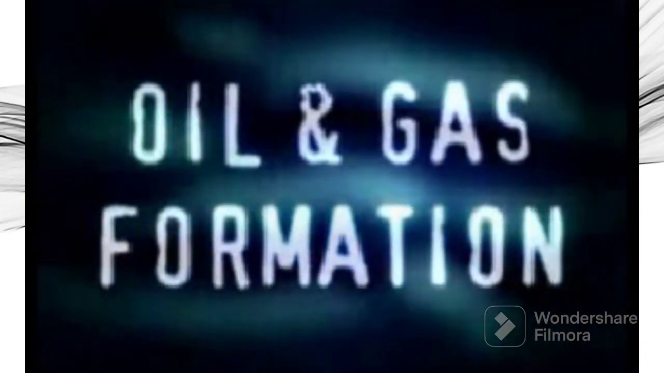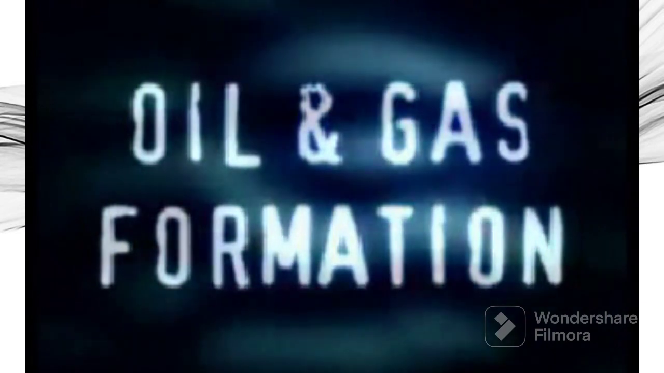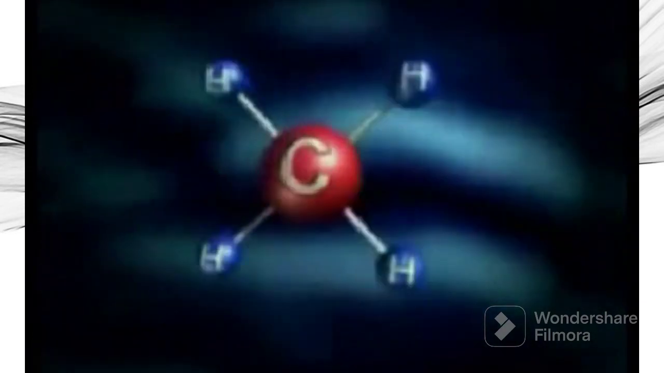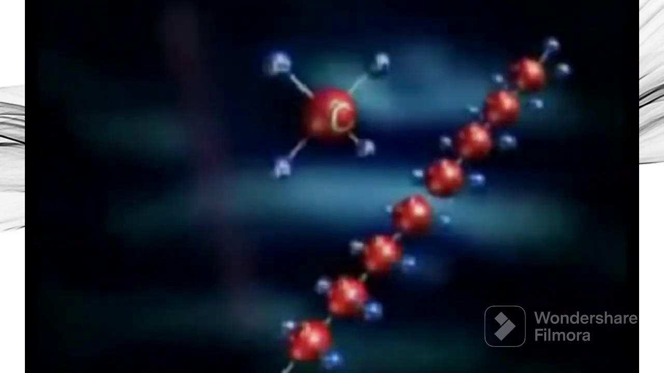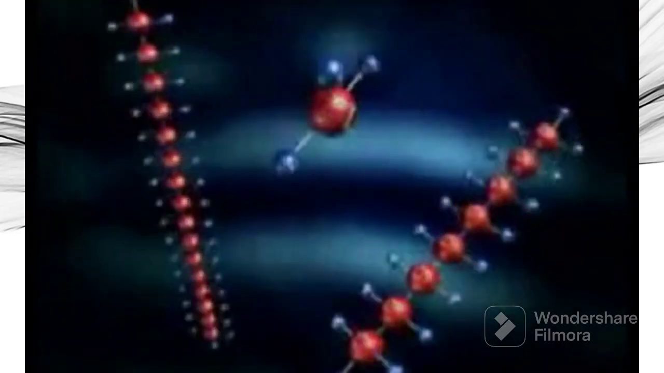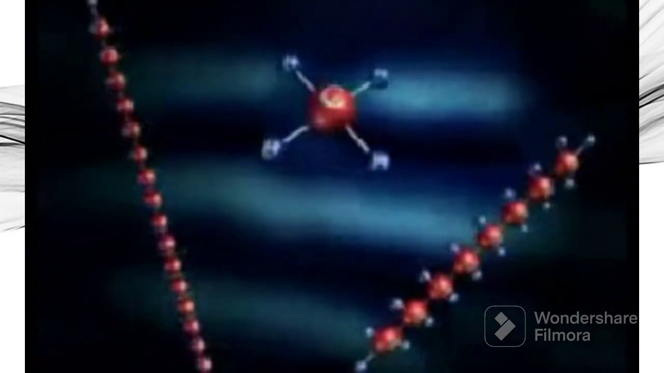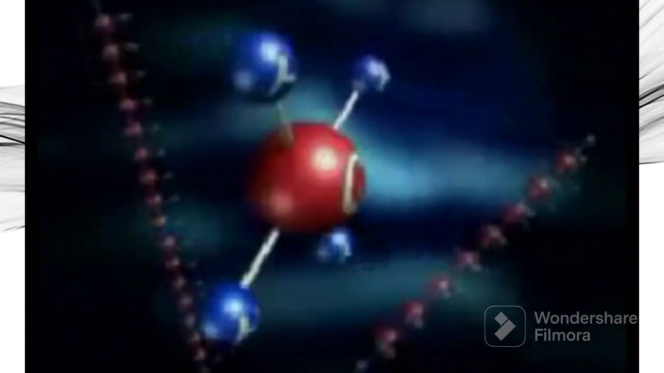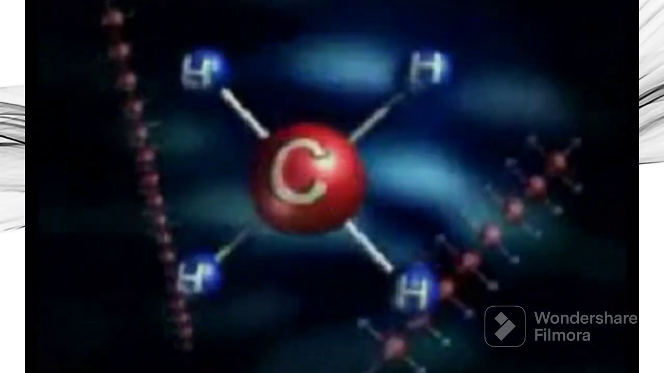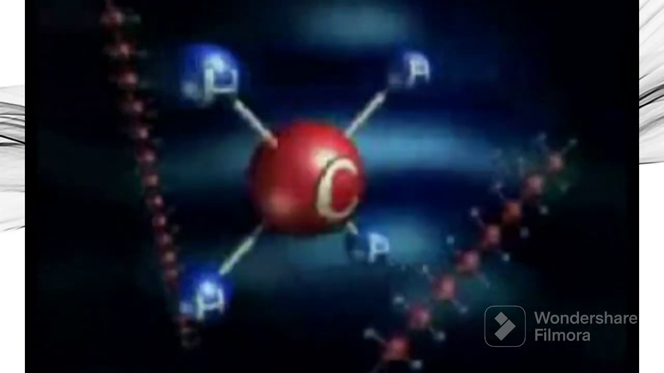Oil and gas formation. Oil is a mixture of liquid hydrocarbons that are formed in sedimentary rocks along with gaseous and solid hydrocarbons, as well as other substances. All the molecules of hydrocarbons are made up of two atoms, carbon and hydrogen. It is only the quantity of carbon atoms that determines the state of hydrocarbons: gases up to 4 atoms, liquids from 5 to 16, and solids more than 16.